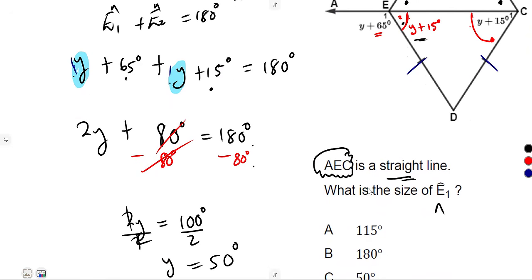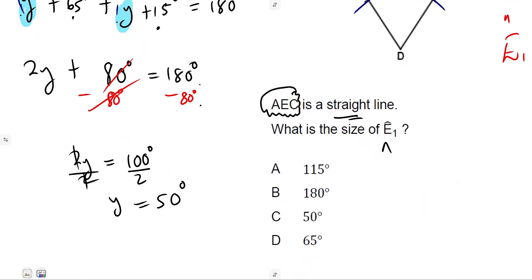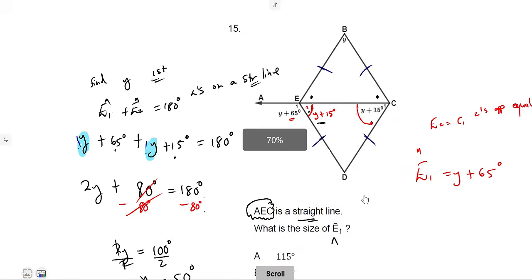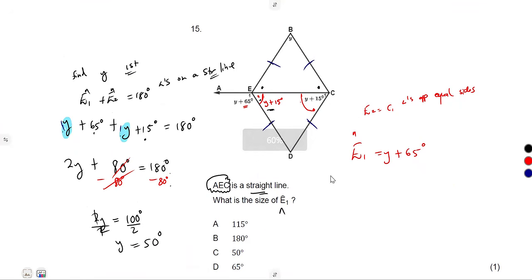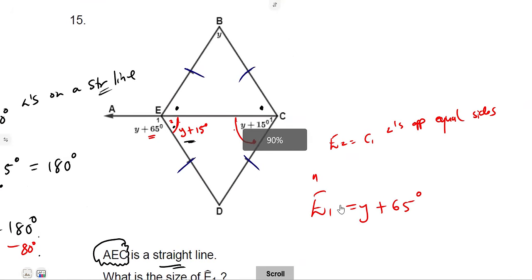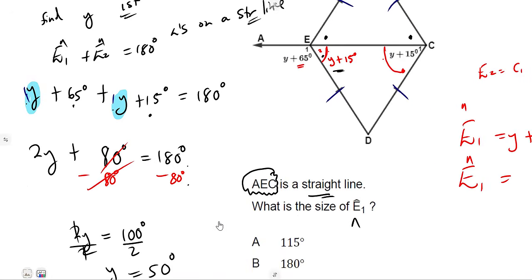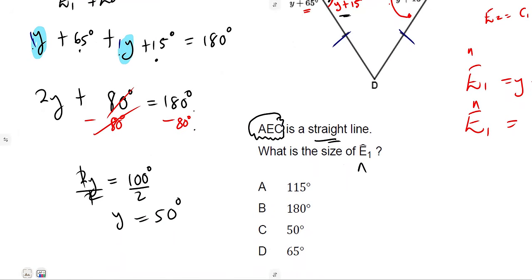So don't be tempted there to say you have the answer. The question is the size. What is the size of angle E1? Angle E1, as I illustrated here on top, is the same as y plus 65. This is what you're given here from our diagram. So conclude now by substituting the value of y that you calculated. y is what? 50 degrees.